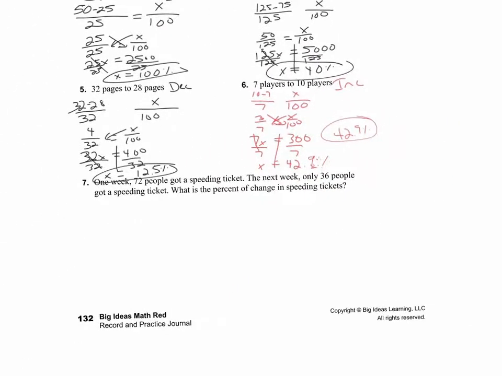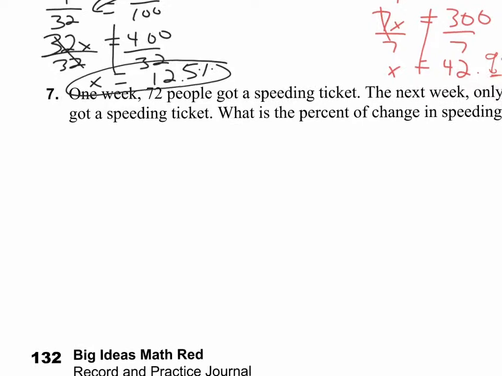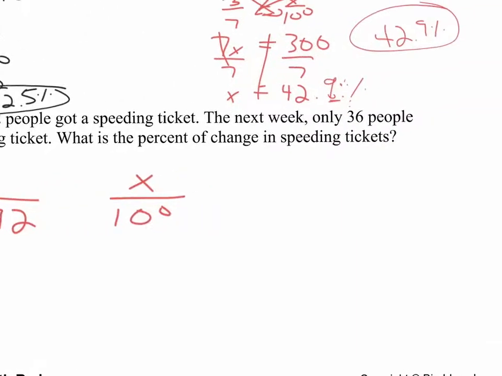Okay. So one week, 72 people got a speeding ticket. The next week, only 36 people got a speeding ticket. What percent of change is in speeding tickets? So the original, the first week, would be 72. So the original goes on bottom, 72 goes on bottom, right? We're trying to find the percent change. So percent, we don't know what that is, so that's going to be my x. And then we're trying to find the change, so the change goes on top.